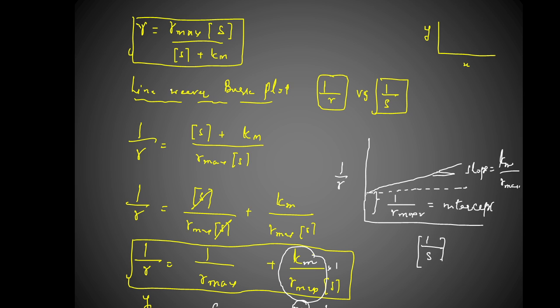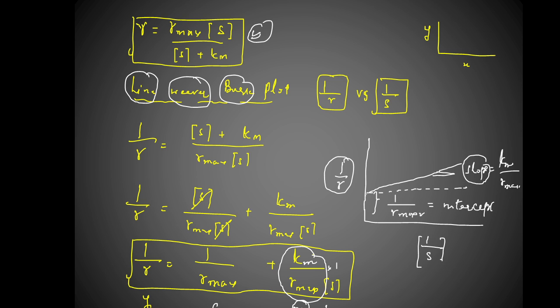So this is the plot I have discussed, known as the Lineweaver-Burk plot. In it we plot 1 upon R versus 1 upon S, and we get a straight line with intercept. Intercept is equal to 1 upon R max, and slope is equal to Km divided by R max. Two things we have to remember. First, this equation, and the reciprocal of this equation leads us to the Lineweaver-Burk plot, and from it we can determine the slope and intercept of the graph.